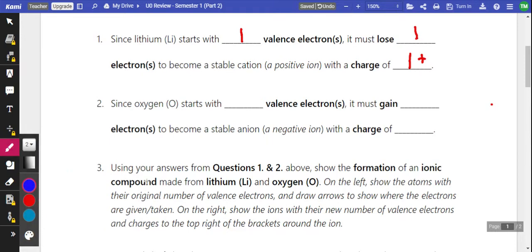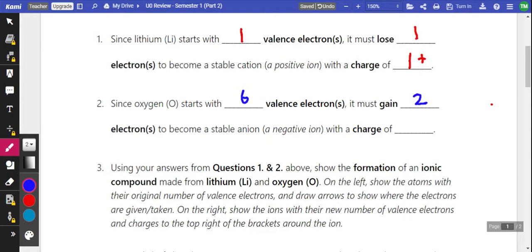Oxygen, okay, is in column 16 of the periodic table, which means it starts with 6 valence electrons. All right. So to help it become stable, it's going to have to gain some valence electrons, and it's pretty close to having the same number of valence electrons as neon in the same row. It's just 2 away. Okay. So if oxygen could gain 2 valence electrons to get to 8 valence electrons, it could become a stable ion that way too.